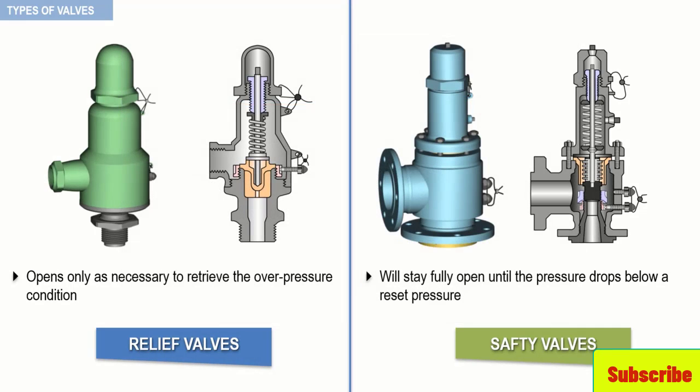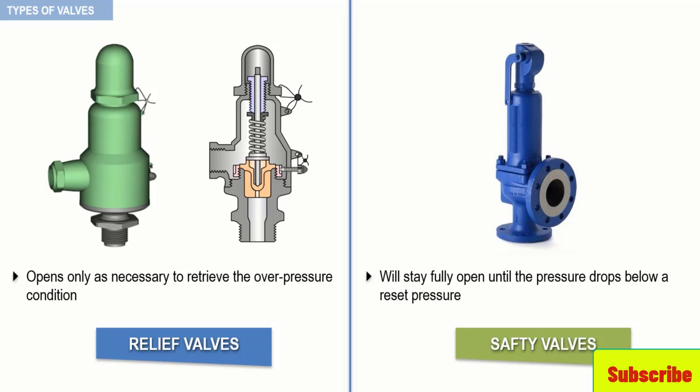For now, keep in mind, relief valves are typically used for incompressible fluids such as water or oil, and safety valves are typically used for compressible fluids such as steam or other gases. Safety valves can often be distinguished by the presence of an external lever at the top of the valve body, which is used as an operational check. This is illustrated here in this example.